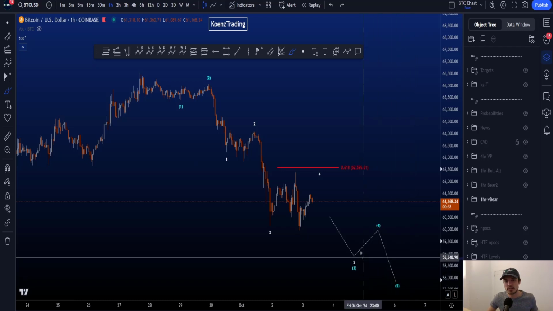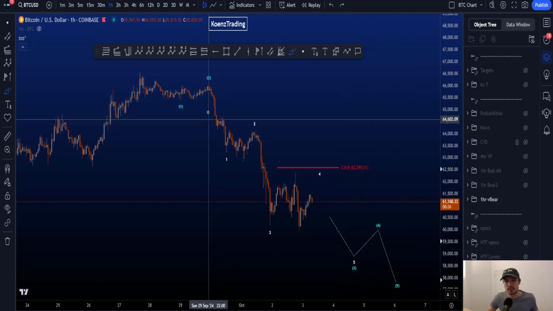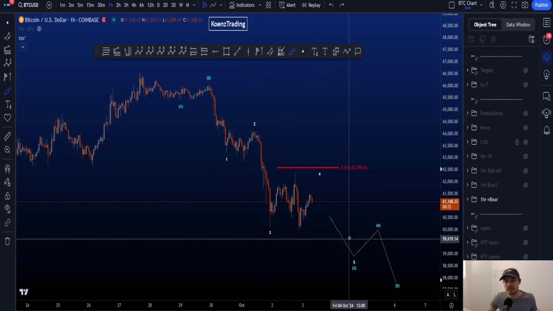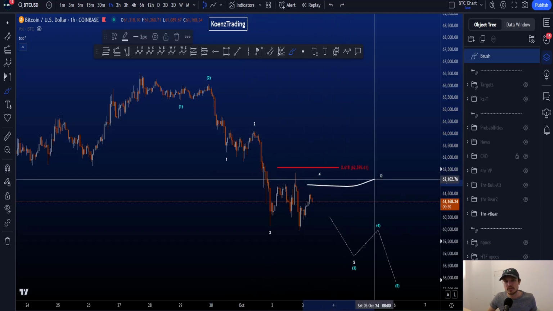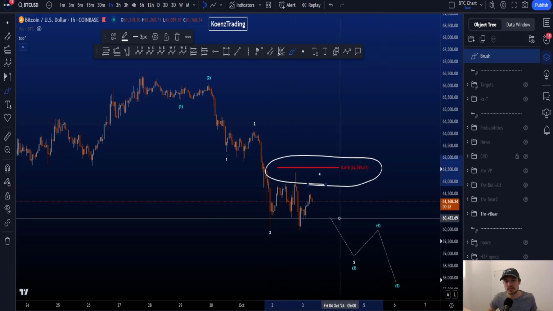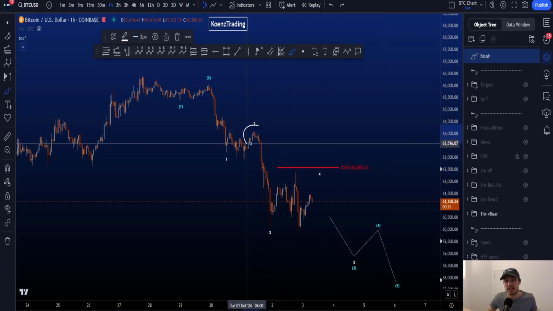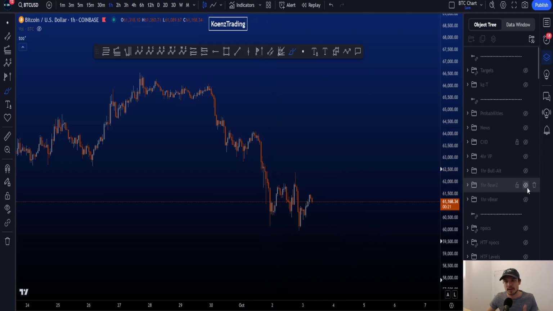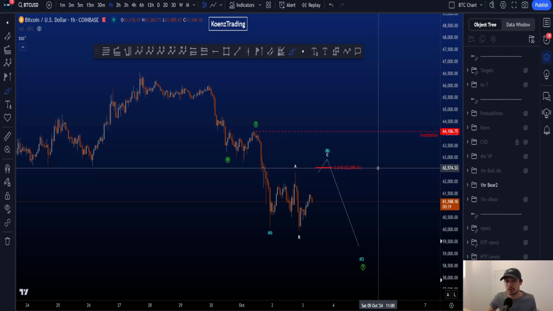Currently working on the internal count of this wave 3, where internally we then have a wave 1, 2, 3, 4 and a wave 5. The invalidation for this scenario is the 0.618 at 62.6k, taken from the start to the end of your wave 3. The second scenario is a bullish scenario.